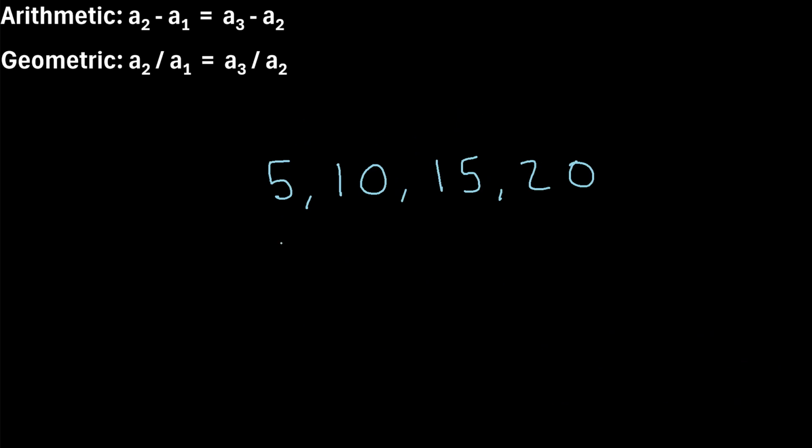All right, let's try another example. Let's say we have the sequence 5, 10, 15, 20. How can we check if this is arithmetic or geometric? Well, first we'll check if it's arithmetic by doing a2 minus a1, and we'll see if that's equal to a3 minus a2. Let's go ahead and label these. This will be term a1, this is a2, a3, and a4.